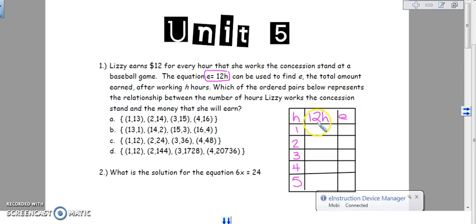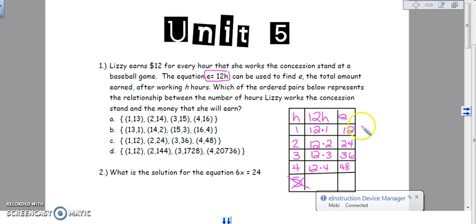So when they're touching, that means to multiply. So 12 times 1, in 1 hour she earns 12 bucks. 12 times 2 hours, she earns $24. 12 times 3 hours, she earns 36. 12 times 4 hours, she earns 48. And I guess we don't have to do 5.